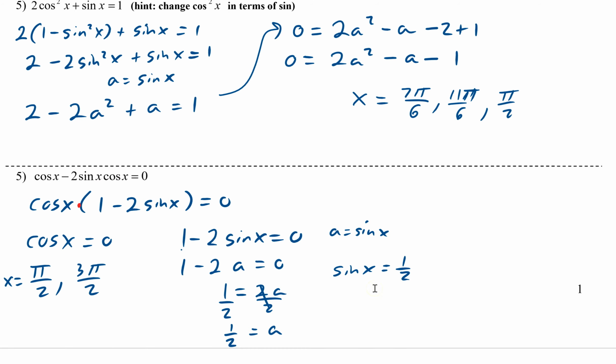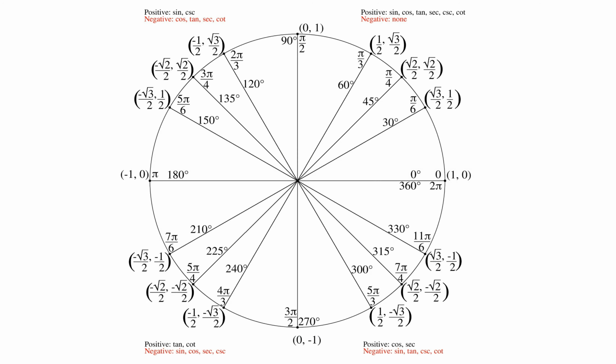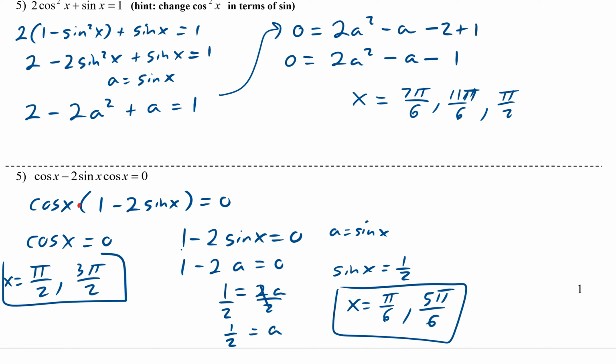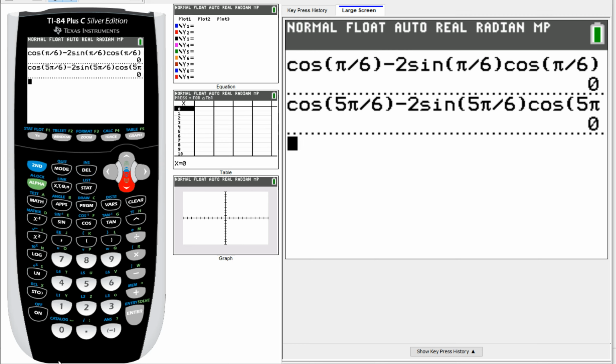Sine is the same idea. So when does sine x equal 1/2 is what we're looking at. So it equals 1/2 at pi over 6, and then it's also going to equal 1/2 at 5 pi over 6. So those are our two answers. So why don't we check the pi over 6 and 5 pi over 6 in the calculator. And there it is. There's our answer.